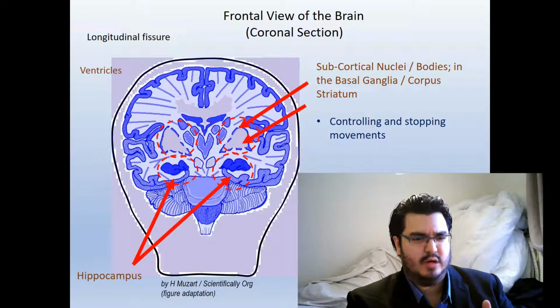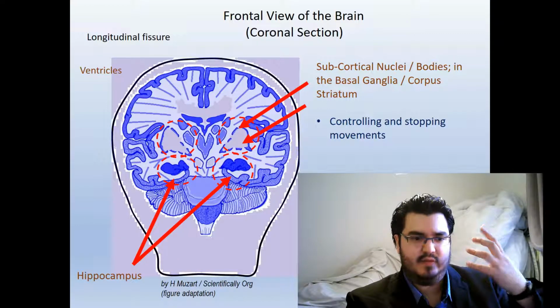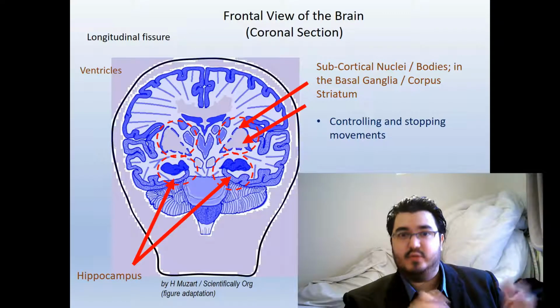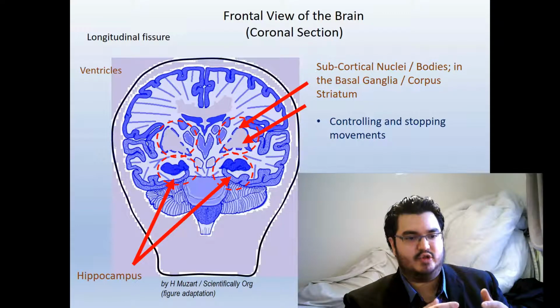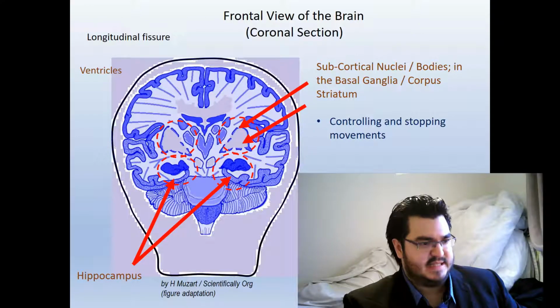At A-level, well, you should know the motor cortex, I think, and the basal ganglia, subcortical regions involved in the control and the controlling of movements. There's an additional level of control and also the stopping of movements that are executed. Yes, that's it for that.